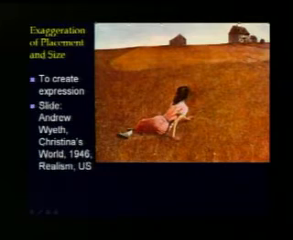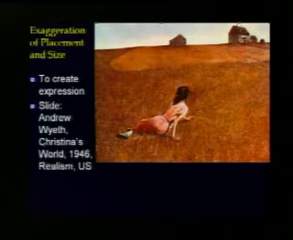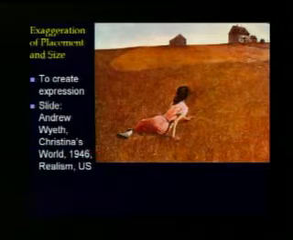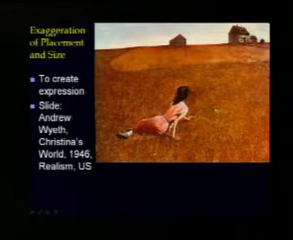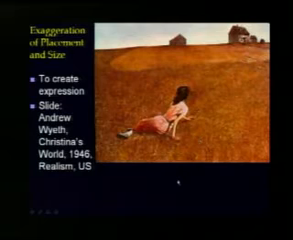So he uses these basic ideas about how you create distance in a work of art in order to emphasize something emotional. It's not just about naturalism. Although naturalism's involved with it, it's mostly about what her feelings are and how difficult her life is.